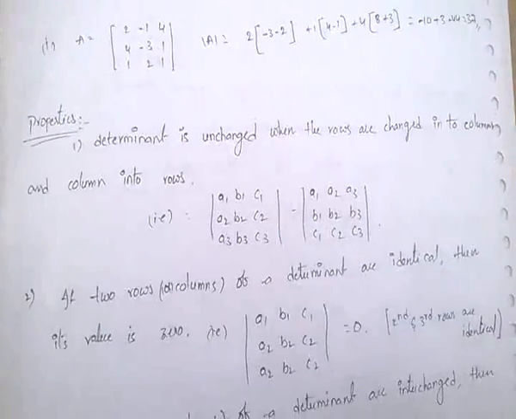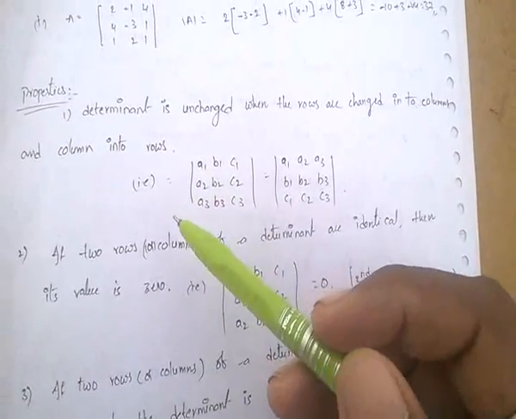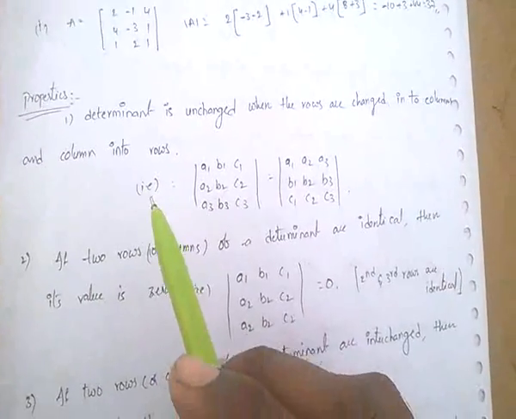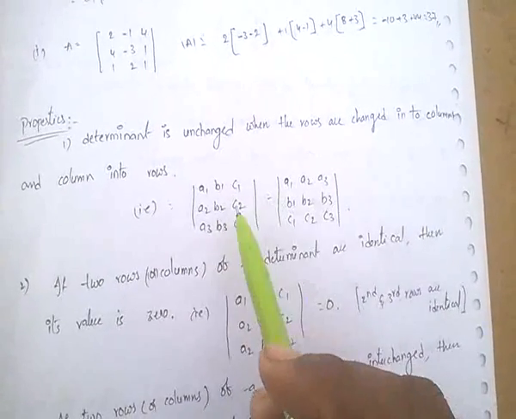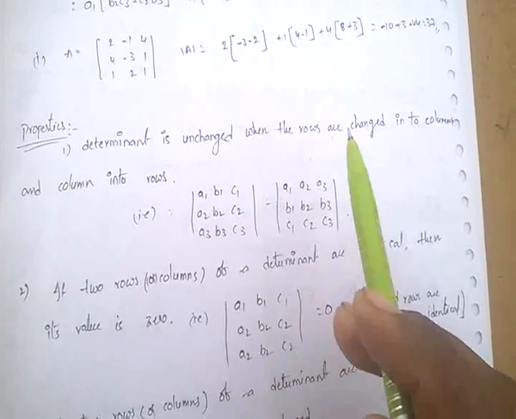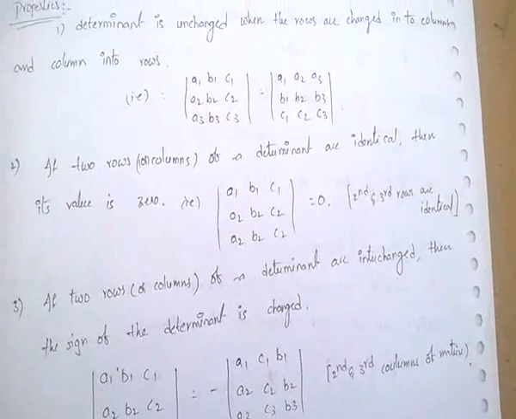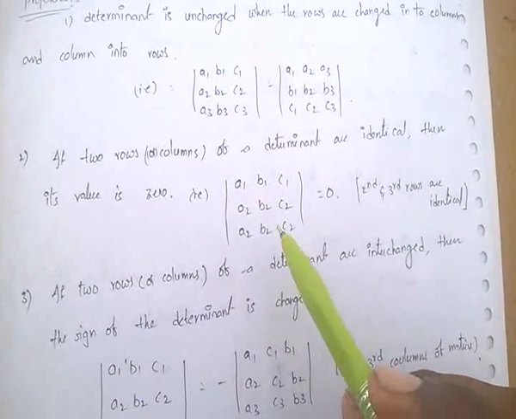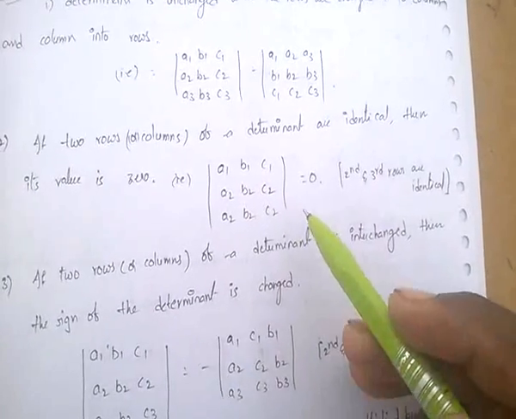Okay, next, properties. These properties are very important, so please note them. The determinant is unchanged when the rows and columns are interchanged, which means rows are changed into columns and columns into rows. If two rows of a determinant are identical, then its value is 0. If any two rows are identical or any two columns are identical, the determinant is 0.